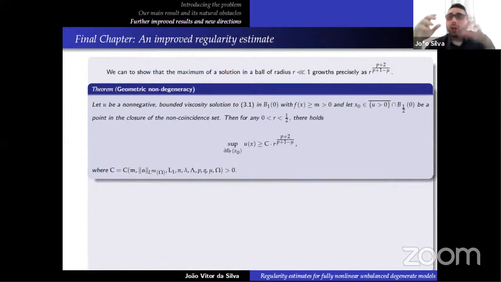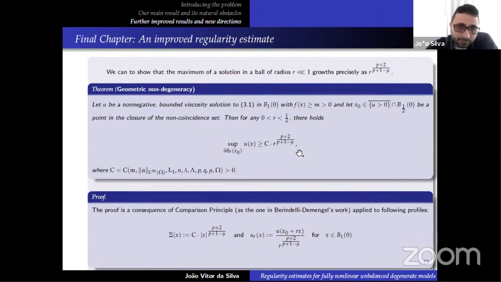We obtain an upper bound control yet. Geometric non-degeneracy result in the following sense: the supremum over the boundary of any ball with small radius is greater than a universal constant, depending on these constants, times the radius of the ball to the magical power. The proof employs a comparison principle like the one Birindelli mentioned, applied for these two profiles.